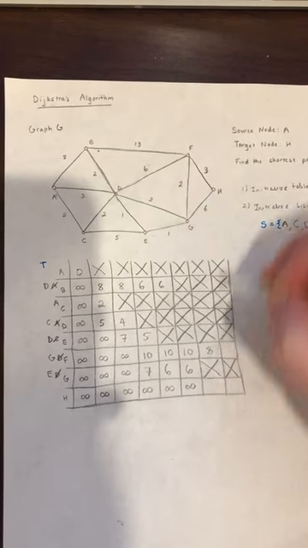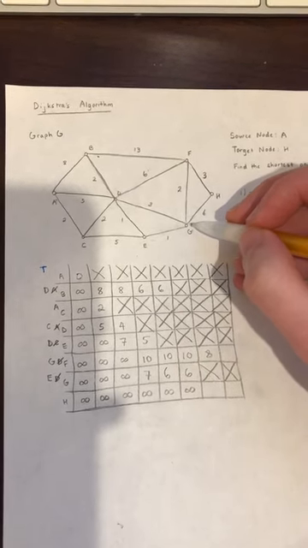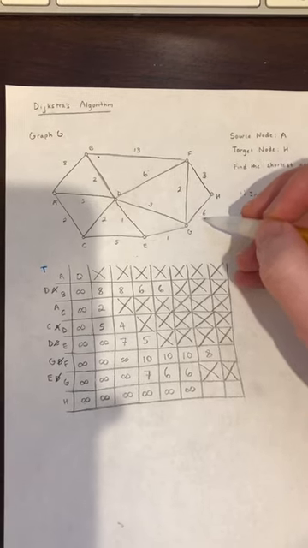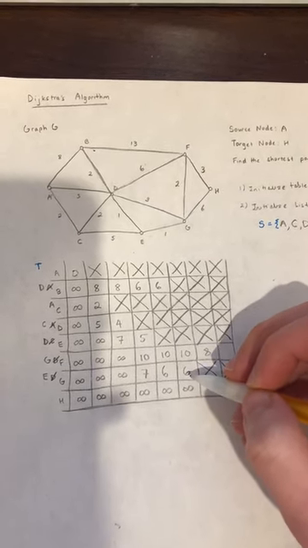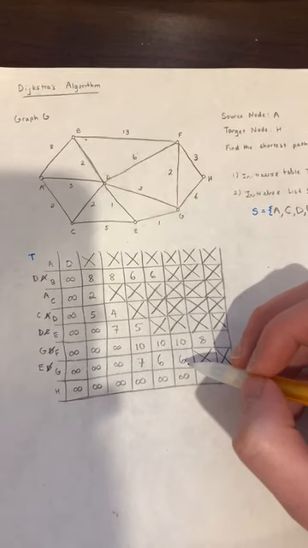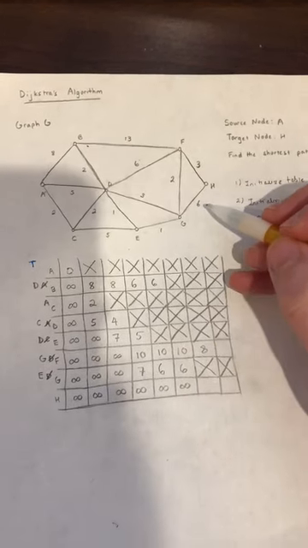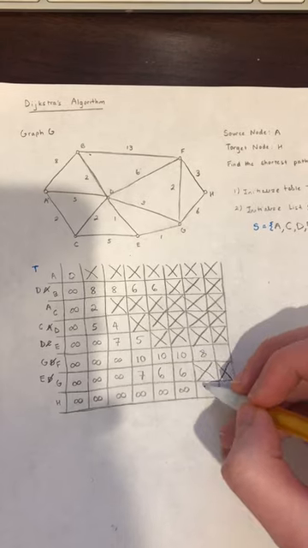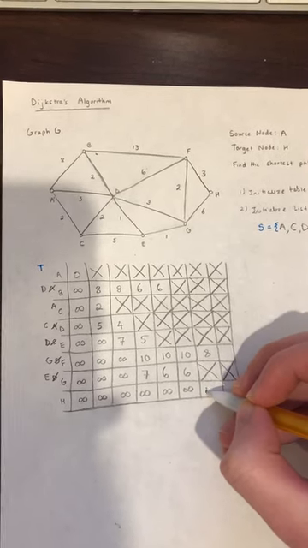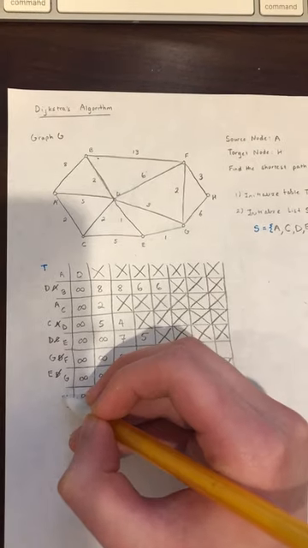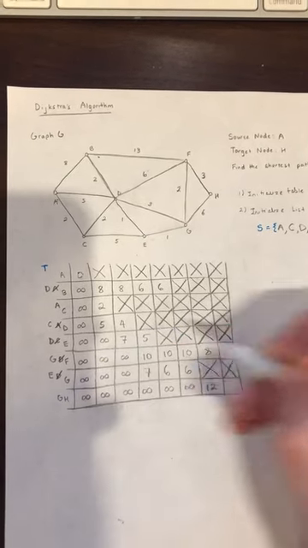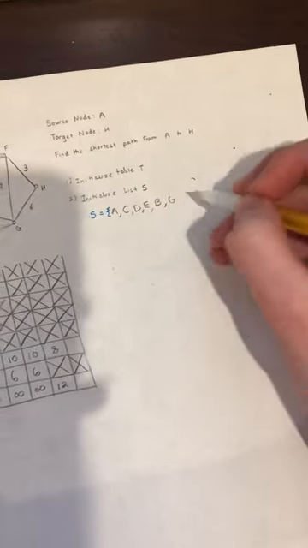Great. Now let's look at H. The distance between G and H is 6. And the current known shortest distance from A to G is 6. 6 plus 6 is 12. Is 12 better than infinity? Yes, it is. So we're going to mark H's distance to be 12, and we're going to say it was updated by node G. Awesome!